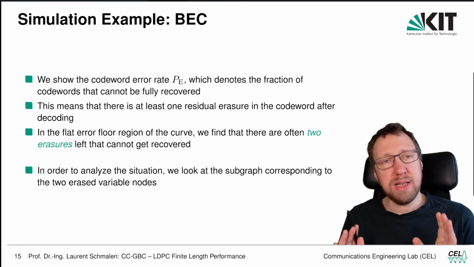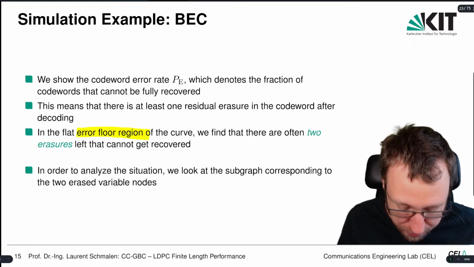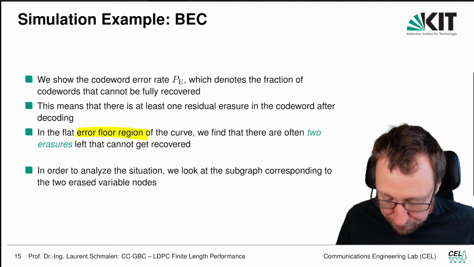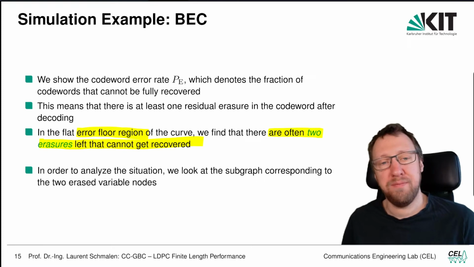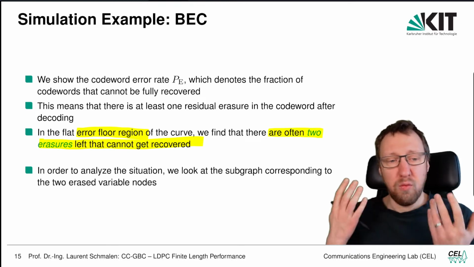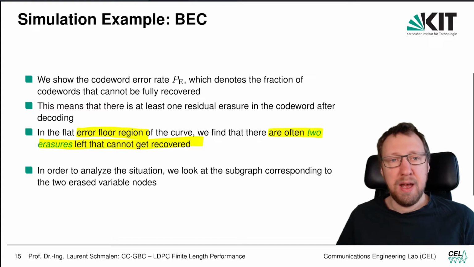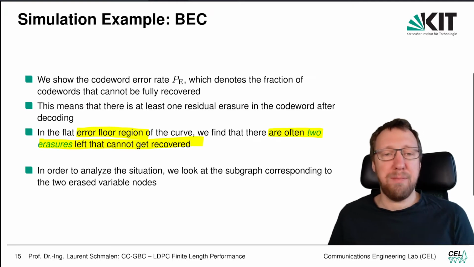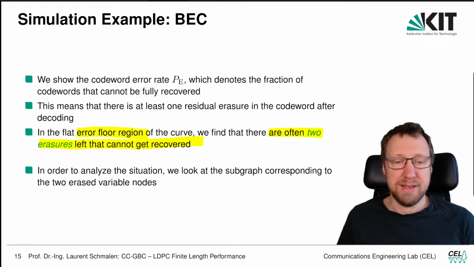And if we look closely at what happens in the error floor region of the curve, we find that there are often two erasures left in the code that cannot get recovered. So why can we not recover those two erasures? In order to find this out, we need to look at the graph, the Tanner graph of the code. So what happens? Why is the message passing decoder not able to recover the situation?